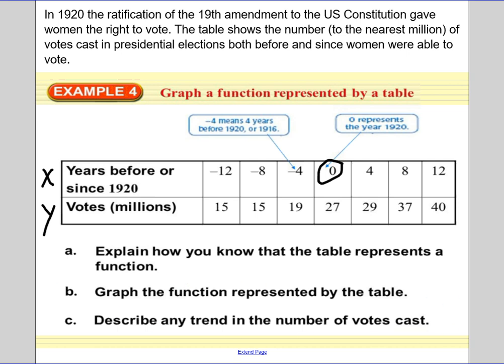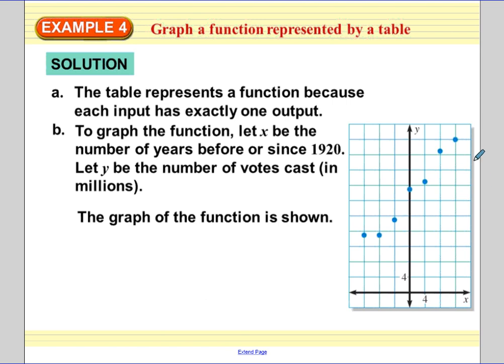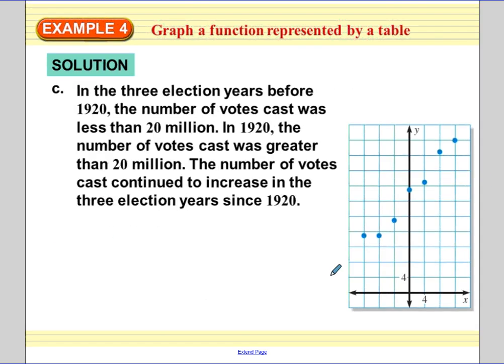So if you look at the graph right here, notice a trend. Well, the trend that I noticed right away is that the votes are going up as the years go on. So it says in the 3 election years before 1920, down here, the votes cast was less than 20 million. They were really low. And then as the years went on, it went up, up, up, and it probably has continued to go up as years have gone on. All right. So that is how to graph a function using both a table and a real world situation.